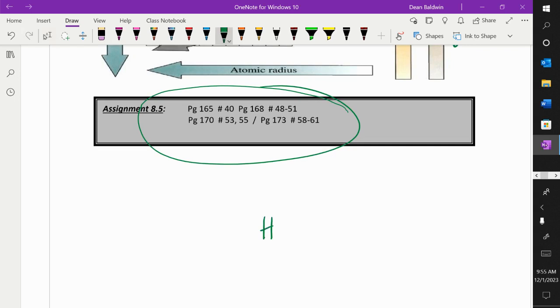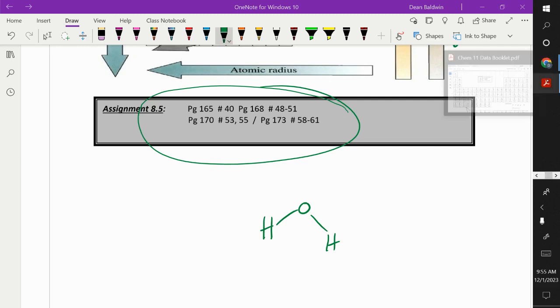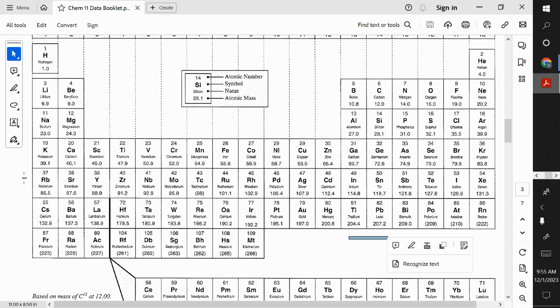I'm just going to show you this, and I can show you a demo. So, what molecule is this? That's water, right? And this is leading into the next unit that we're going to talk about. Which is more electronegative, oxygen or hydrogen? It's oxygen. If you look at your periodic table, here's oxygen, here's hydrogen.